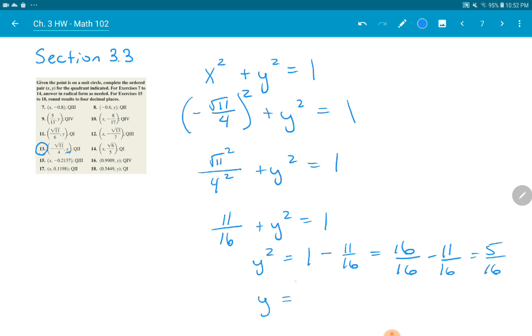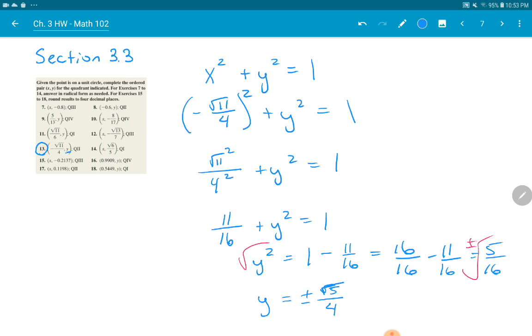That means y, taking the square root of both sides, it's going to be plus or minus. I get plus or minus radical 5 over 4. Square root of 16 is 4. But I can't take the square root of 5.